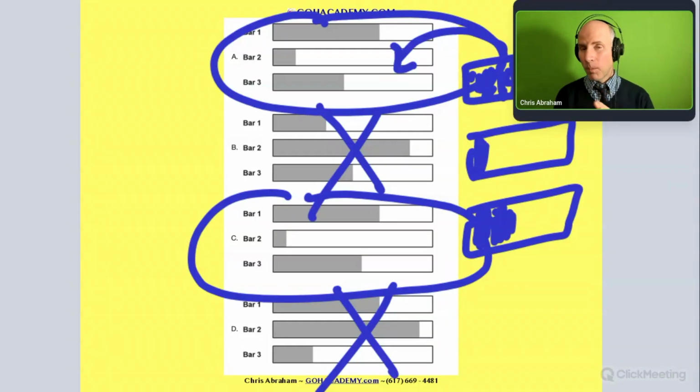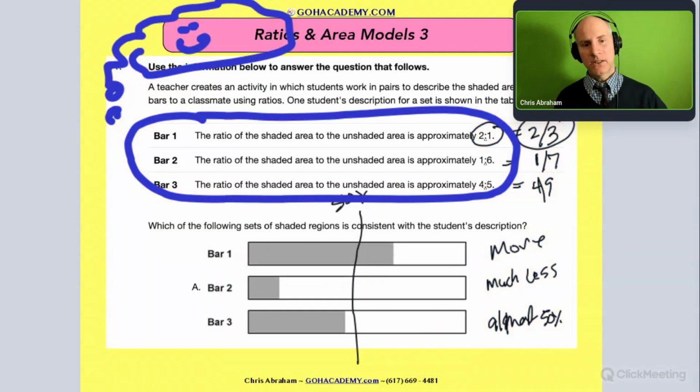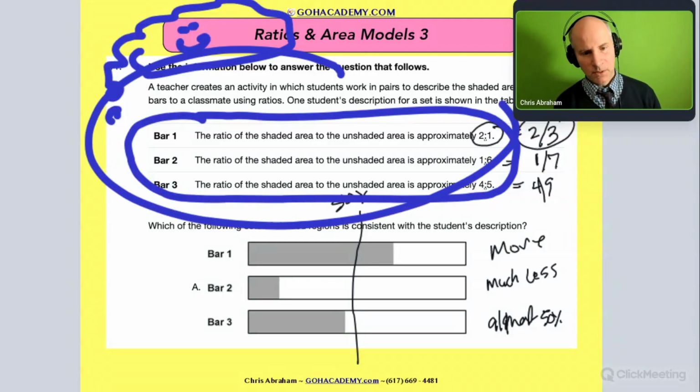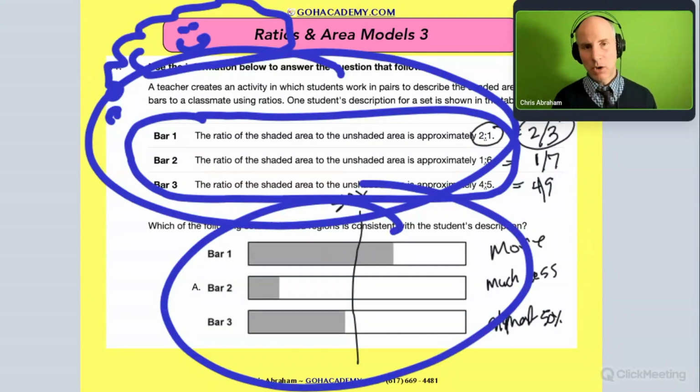All right, team, I hope I gave you some strategies to help you with this problem. It is a tricky one. It is another one of those problems where you have to match up some language, a scenario, with a diagram.